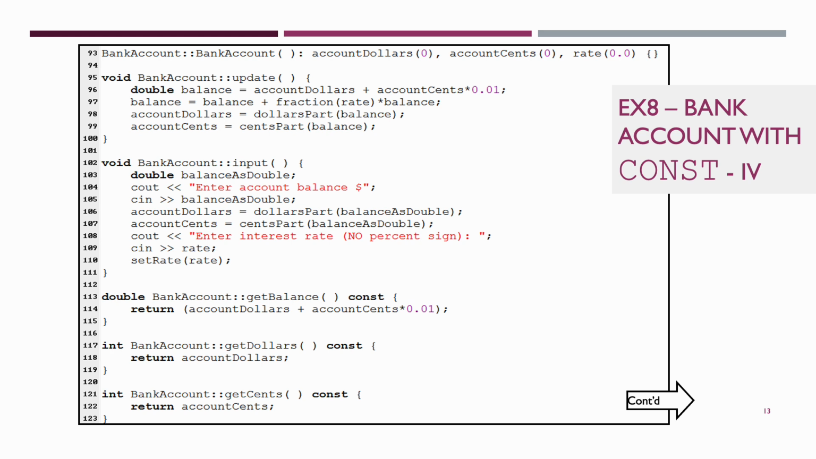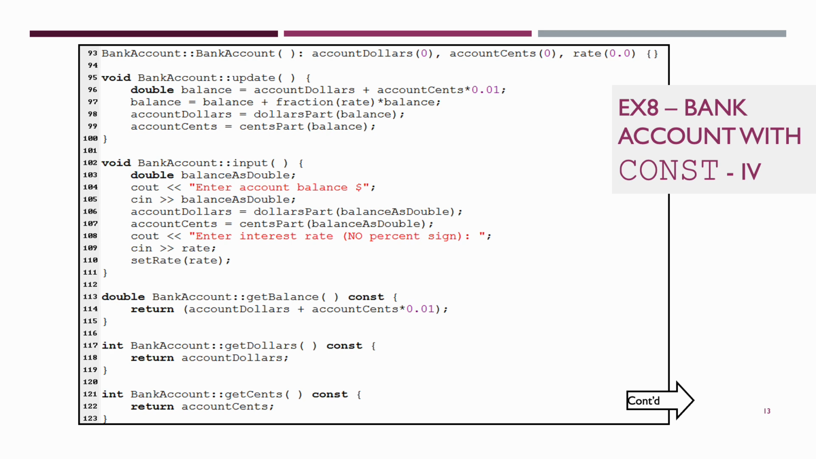The fraction rate function likely converts the interest rate from a percentage to a fraction. For example, it is converting 5% into 0.05. So after updating the balance, the method breaks the total back down into dollars and cents using helper functions dollars part and cents part, which allows the internal representation to continue using separate dollar and cent values.